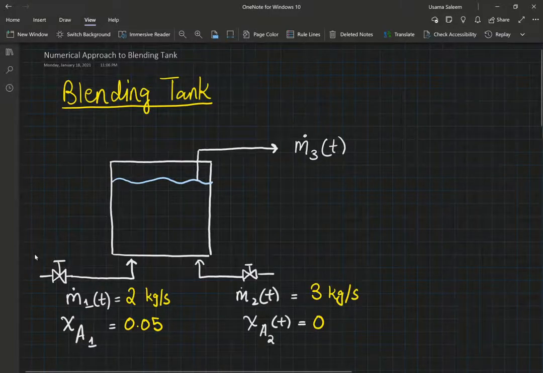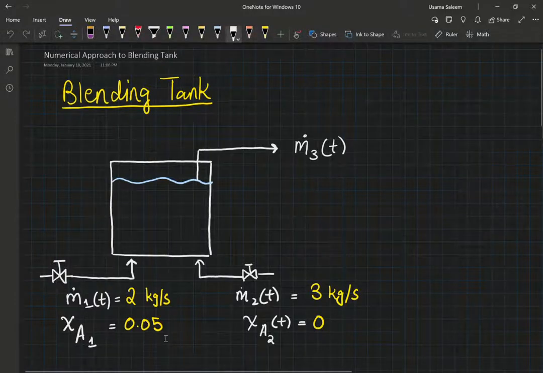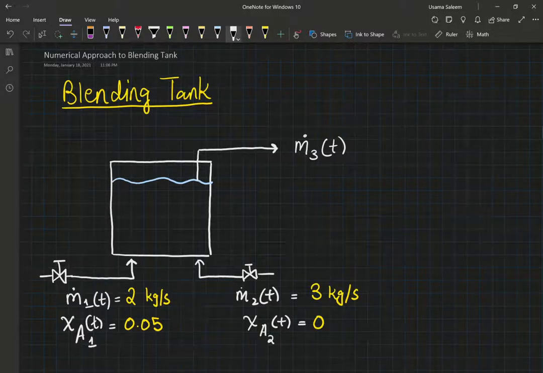So once again, here I have the schematic. I have the inlet flow rate at 2 kilograms per second, and there is a certain mass fraction, the inlet mass fraction being 0.05. I want to emphasize that this time all the inputs could vary. So my stream 1, the flow rate of stream 1, the mass fraction of stream 1, along with stream 2, as you can see, there are a total of 4 inputs this time.